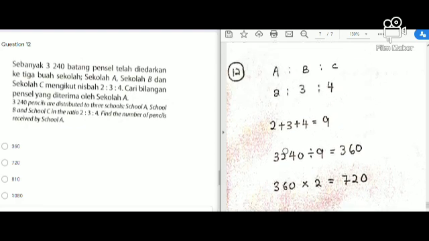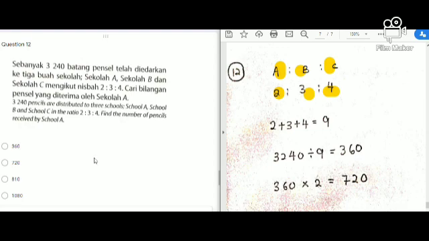Question number 12. 3,240 pencils are distributed to 3 schools, school A, B, and C. So you write in ratio A, B, and C. Okay. In the ratio of 2, 3, and 4, find the number of pencils received in school A.